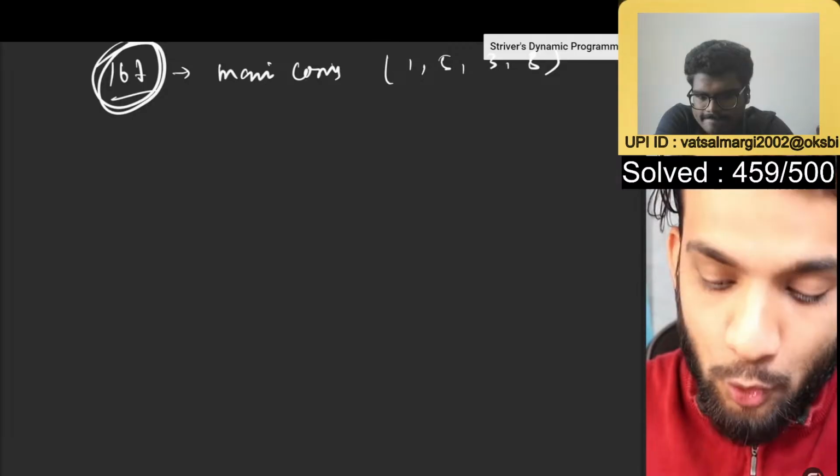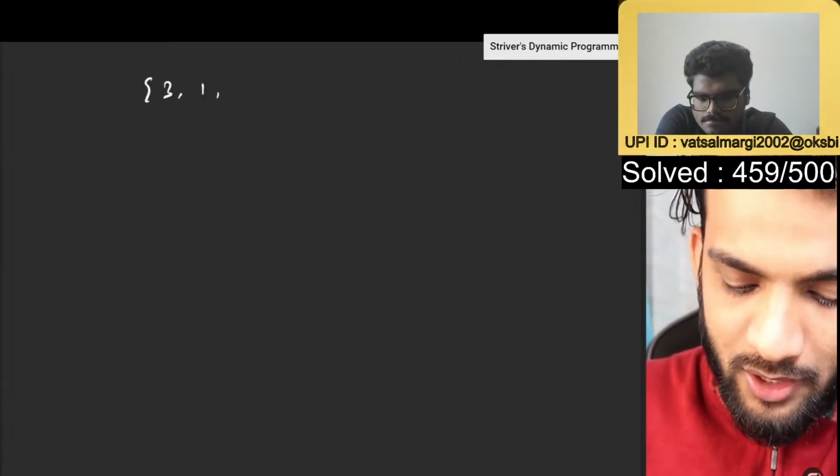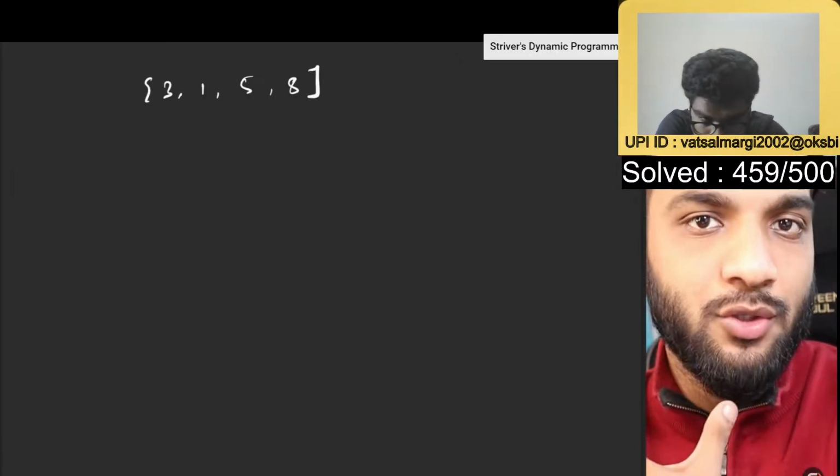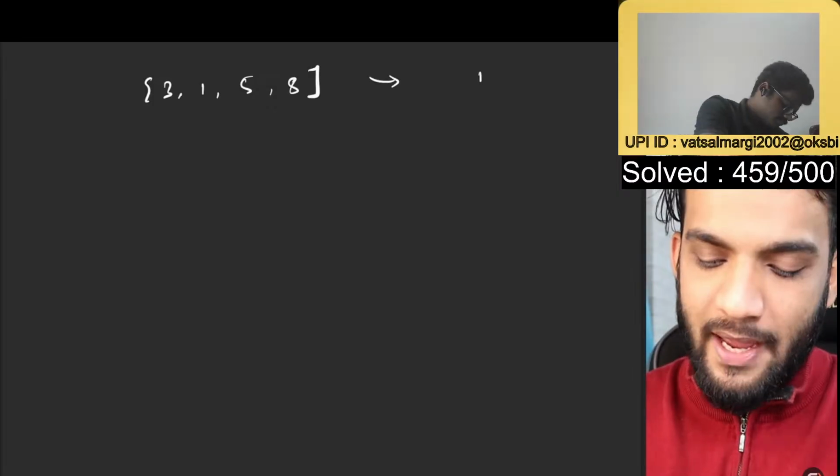So how do you solve this question, or how do you approach this question? If I again write down the example, it was very straightforward: 3, 1, 5, 8. So do you see a pattern to this question? Because is this somewhere related to the partition or the MCM question that we did?